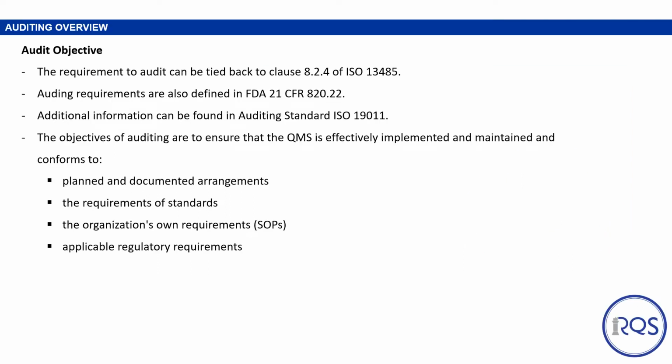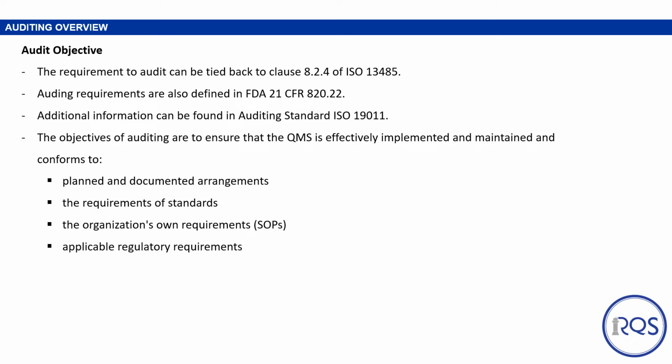The requirement to audit can be tied back to Clause 8.2.4 of ISO 13485. Auditing requirements are also defined in 21 CFR Part 820.22. Additional information can be found in the auditing standard ISO 19011. This standard is recommended for guidance and does not require any certifications.